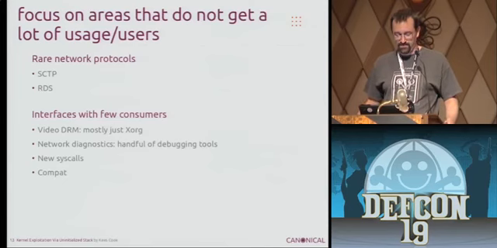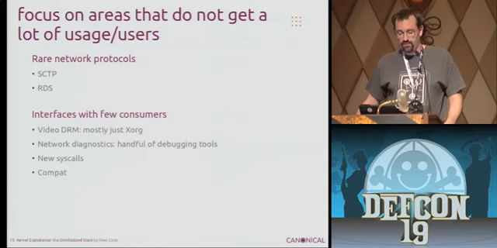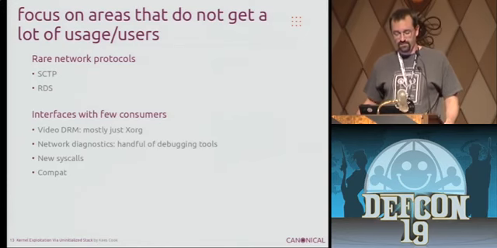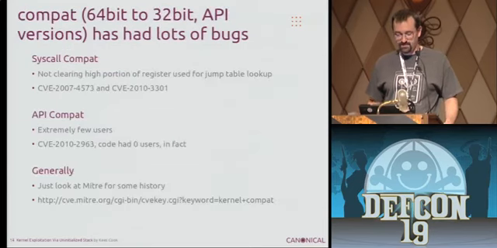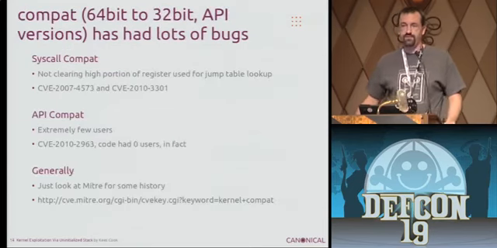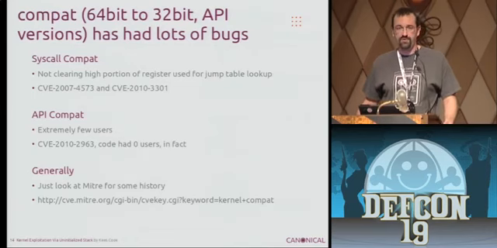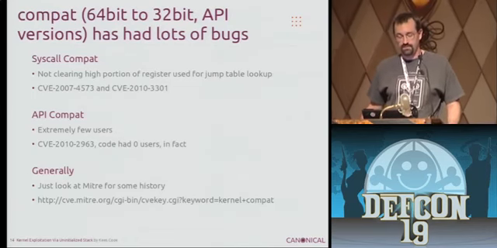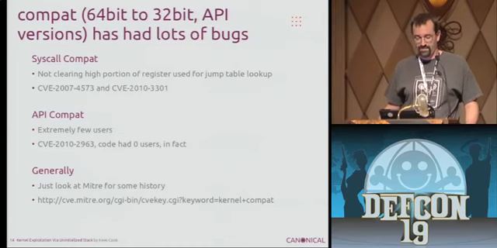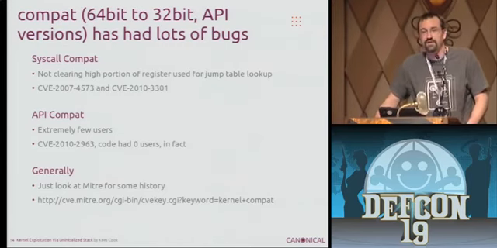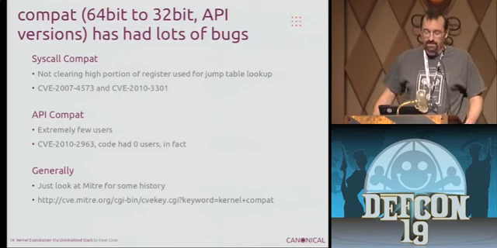And that let me look at a bunch of different things. So I tried to focus on areas that didn't have a lot of usage or users. There have been plenty of vulnerabilities in rare network protocols or interfaces with not a lot of consumers, especially compat. So when you're dealing with running 32-bit on a 64-bit, or you have different API versions like the Linux video stuff, there's a lot of issues. In fact, the issues are so bad that you have severe problems come back.